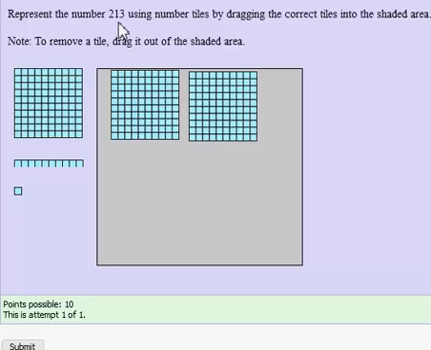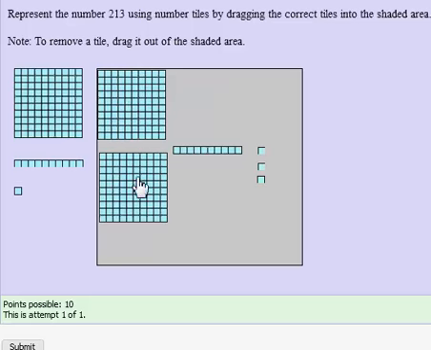I still need 13 more to go, and rather than dragging 13 of these, a more efficient way to do it is to notice that there's a 1 in the tens place, so I would drag 1 rod, which would give me 10 units. Now I have 210 tiles in the shaded area. I only need 3 more because there's a 3 in the units place, so I can drag 3 tiles.